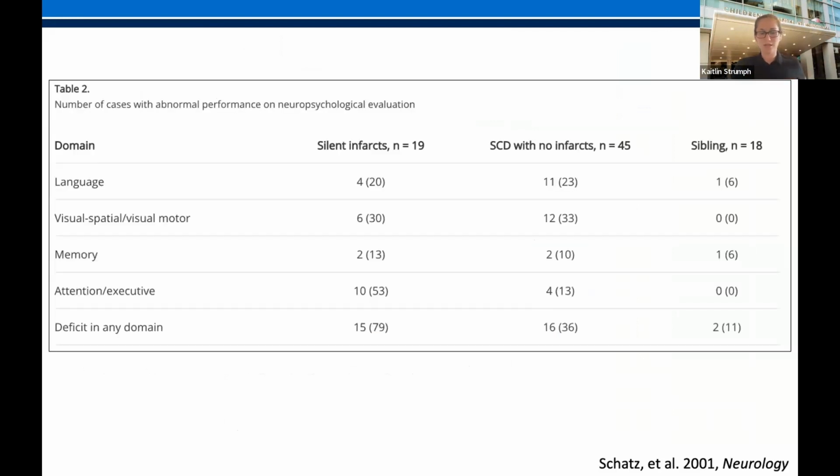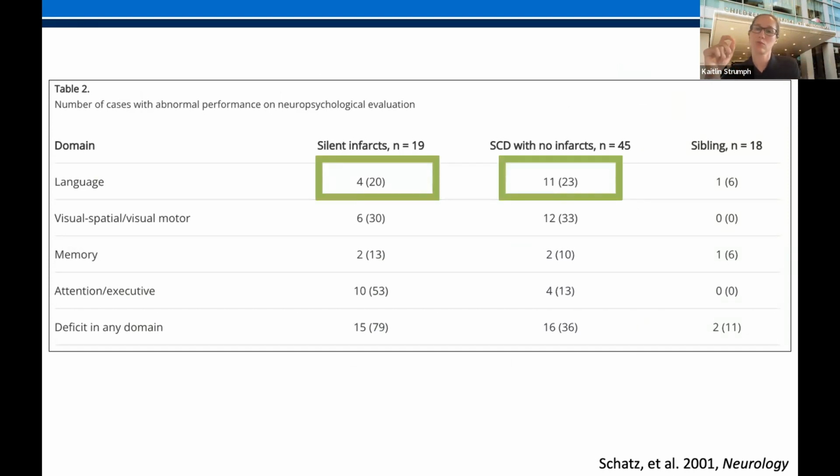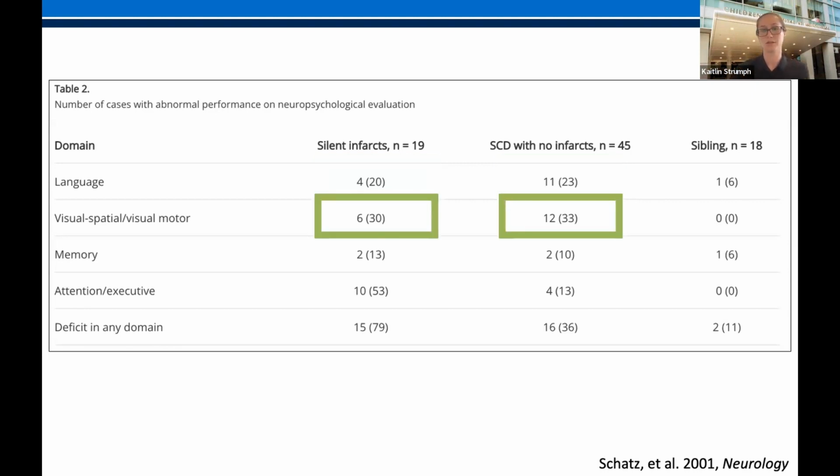This is a table from a study that does a nice job of localizing the specific type of cognitive difficulties we see in children with silent infarcts, more than just the full-scale IQ. They used neuropsych testing and evaluated children with and without silent infarcts, and also looked at their siblings. For language, the percent of children with deficits was much higher than that of a healthy sibling, which on the right was only 6%. However, there was really no difference between children with and without an infarct. It was the same for visual-spatial and visual-motor, really no difference between the children with and without infarcts.